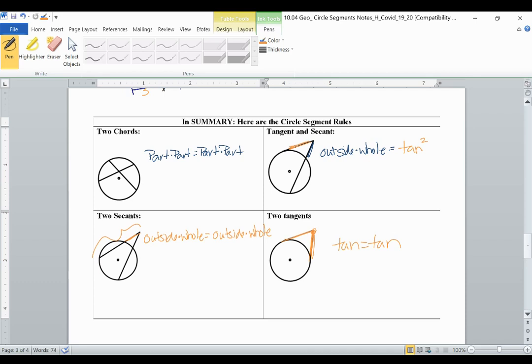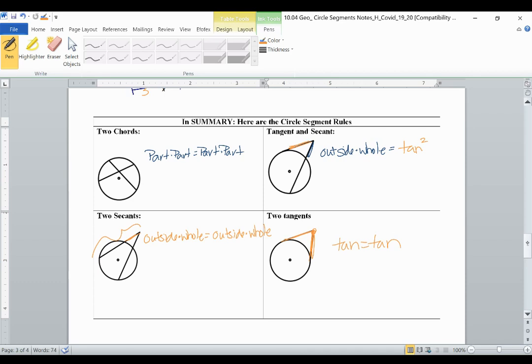So identify what types of lines you have. Do you have chords, secants, tangents? And decide what rule it's going to be. Once you decide on the rule, substitute in, and then solve. And whether that means taking square roots, solving a quadratic, using P's and C's, factoring, do whatever algebra you need to do to solve for x.